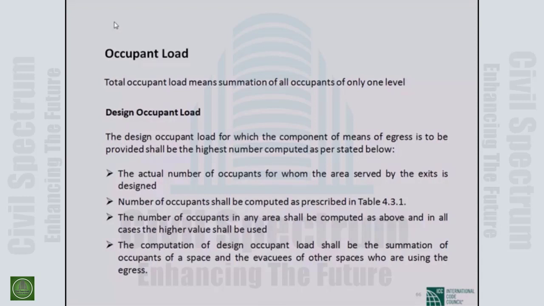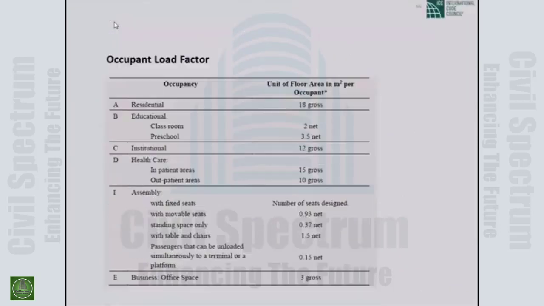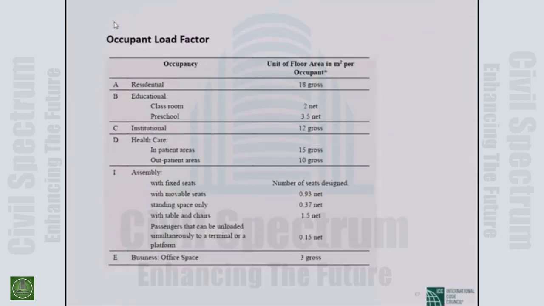So total occupants that will be served by the exit component considered, that is the actual occupant load. This is the occupant factor. You see that for residential it is 18, for healthcare it is 15, and so on. There is the occupant load.